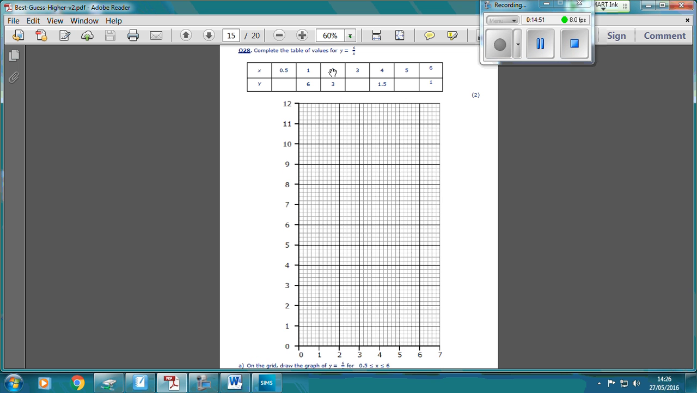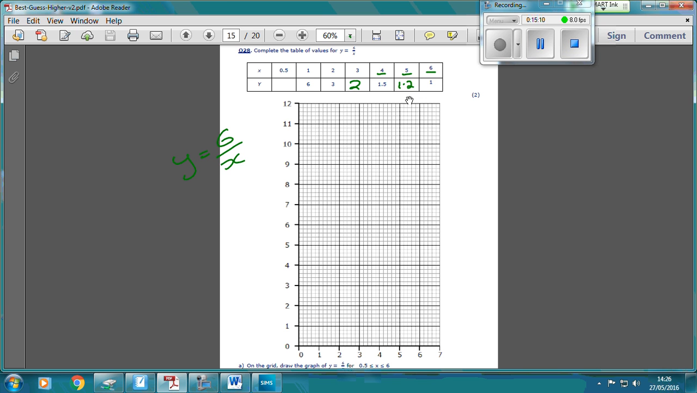Okay, so we've got to draw the graph of y equals 6 over x. So y equals 6 divided by x. 6 divided by 6 is 1. 6 divided by 5 is 1.2 on the calculator. 6 divided by 4 is 1.5, so that's how they're getting all these values. 6 divided by 3, you shouldn't need a calculator.